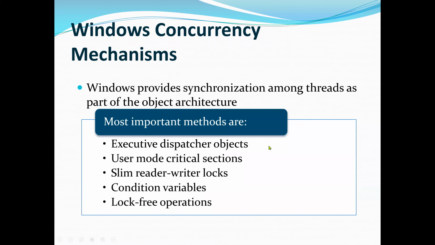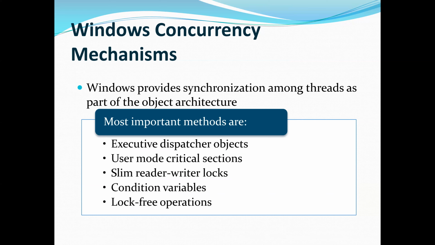Also, Windows provides synchronization among threads as part of its object architecture. The most important methods, as we can see, are executive dispatcher objects, user mode critical sections, slim reader-writer locks and condition variables. Then lock-free operations.